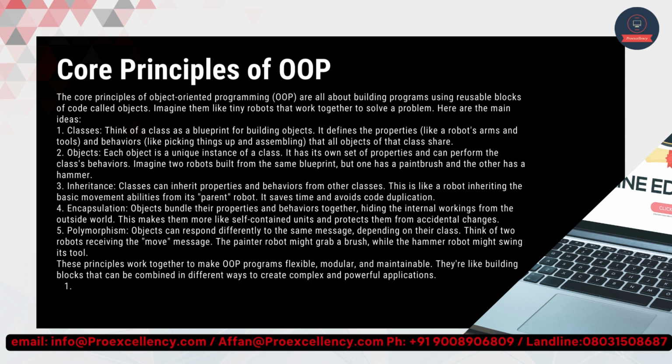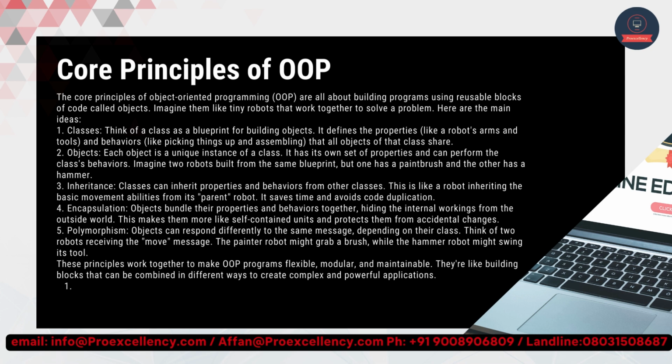2. Objects. Each object is a unique instance of a class. It has its own set of properties and can perform the class's behaviors. Imagine two robots built from the same blueprint, but one has a paintbrush and the other has a hammer. 3. Inheritance. Classes can inherit properties and behaviors from other classes. This is like a robot inheriting the basic movement abilities from its parent robot. It saves time and avoids code duplication.